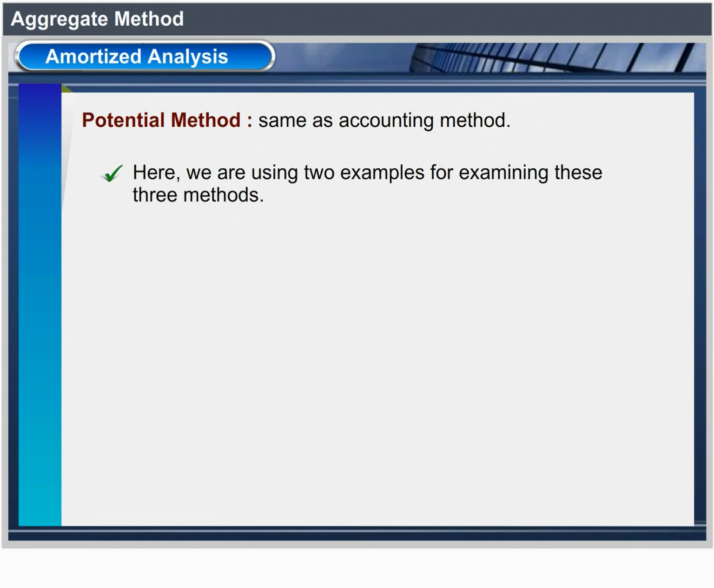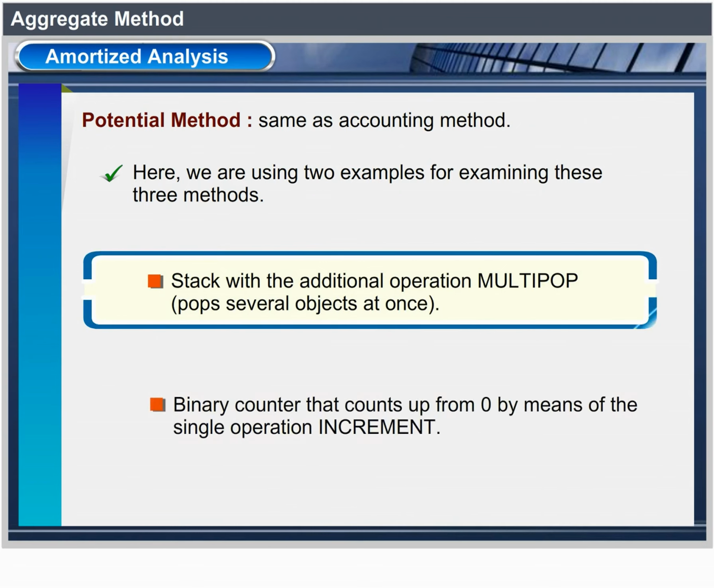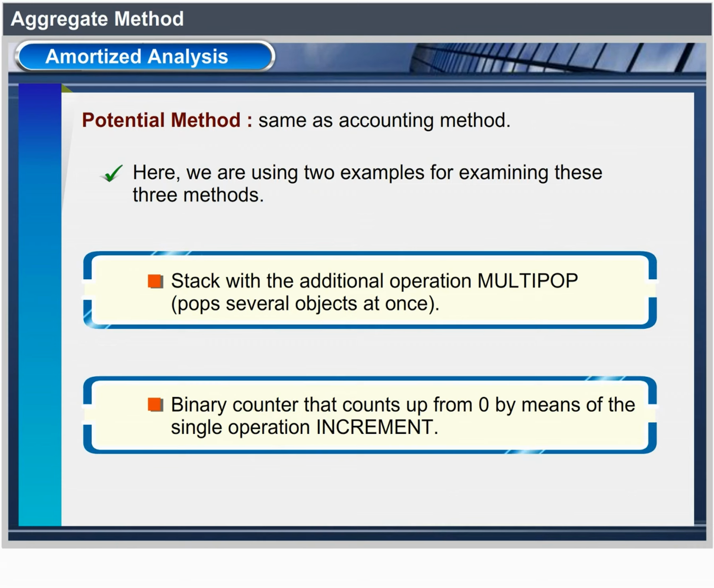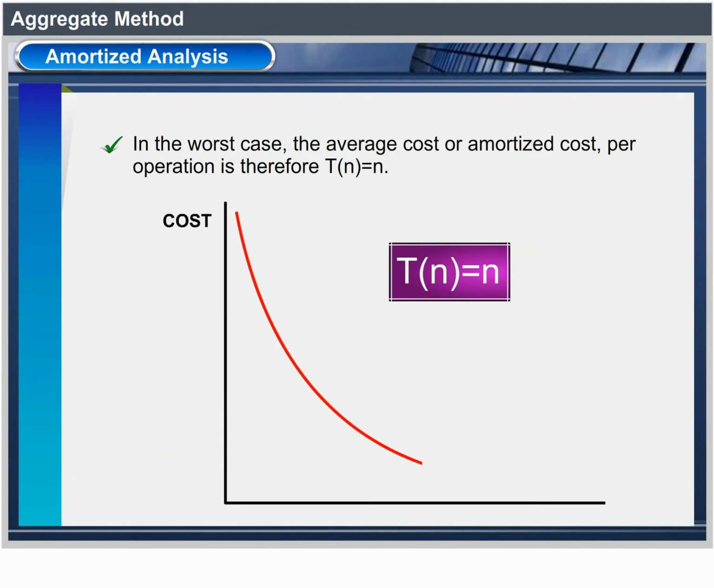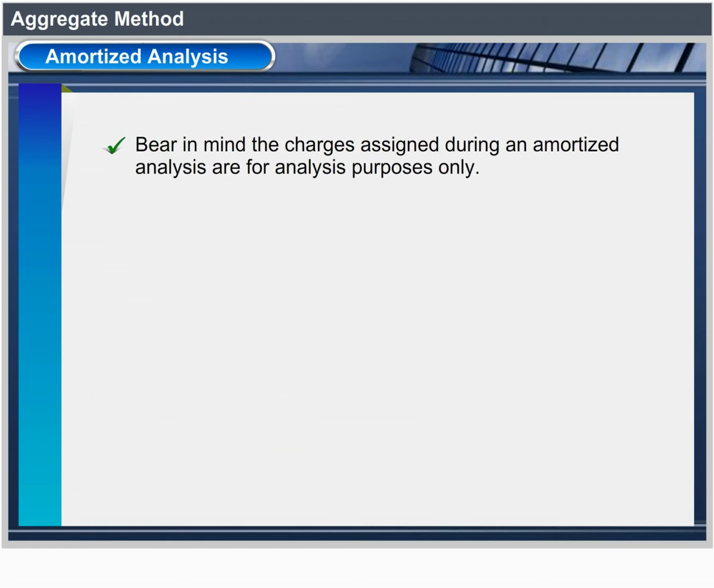Here, we are using two examples for examining these three methods. A stack with the additional operation multipop, which pops several objects at once. And a binary counter that counts up from 0 by means of the single operation increment. In the worst case, the average cost or amortized cost per operation is therefore T(n)/n. Note that this amortized cost applies to each operation, even when there are several types of operations in the sequence.